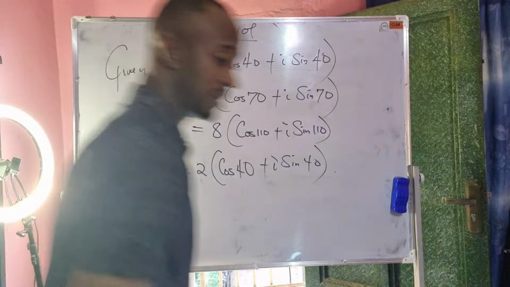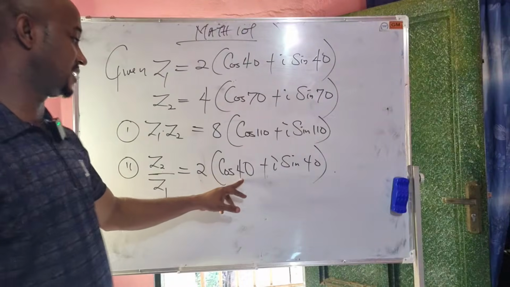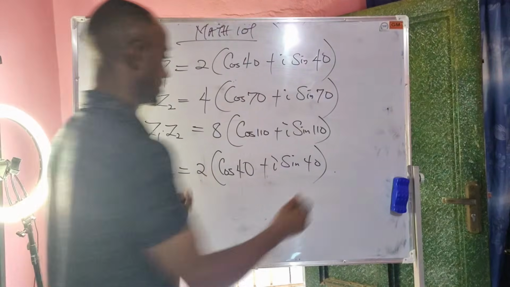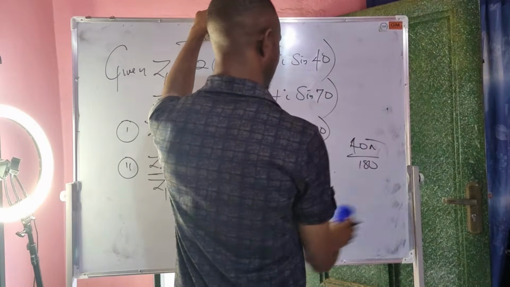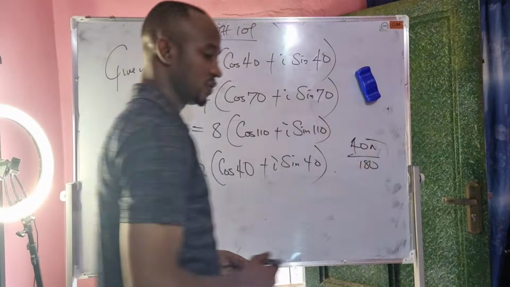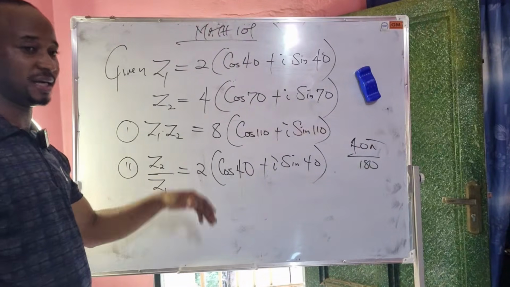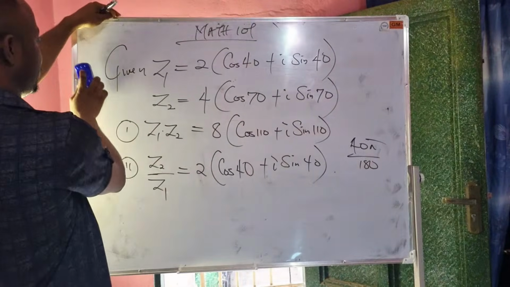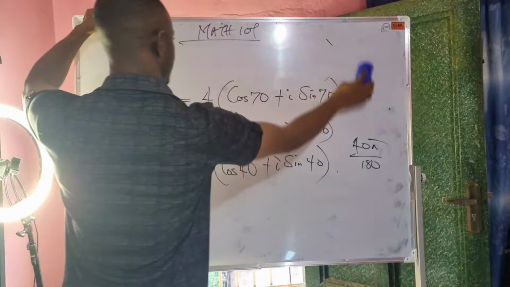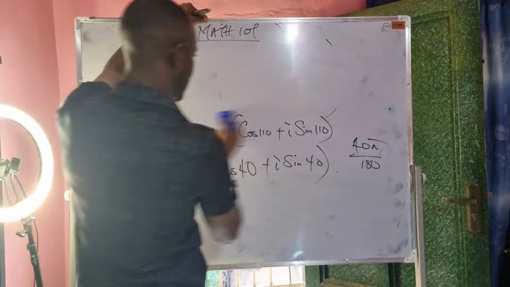All right, guys, so let's proceed. And don't forget that at the end of the day, you convert this degree to radian, right? Which is 40 times pi over 180. Then you can cancel out, then leave your final answer in radian, like we did in the previous example. Now let's go into Moivre's theorem.